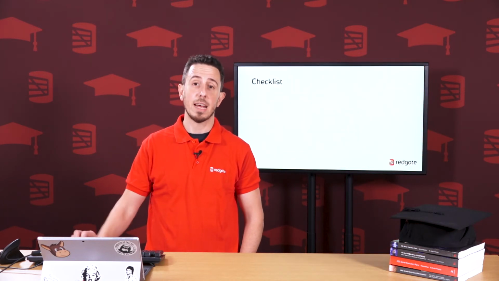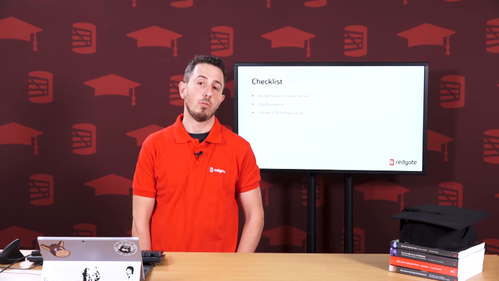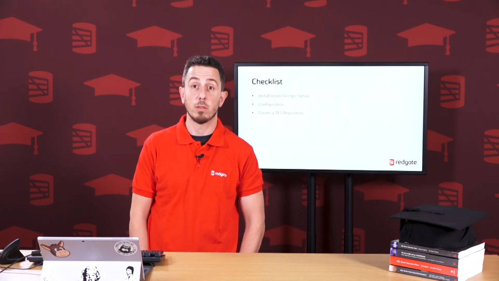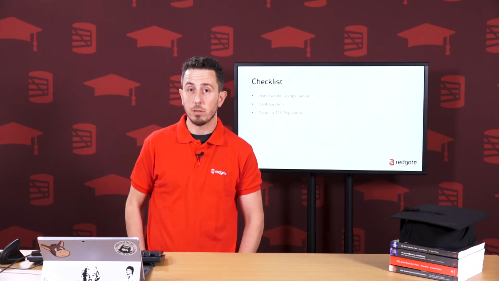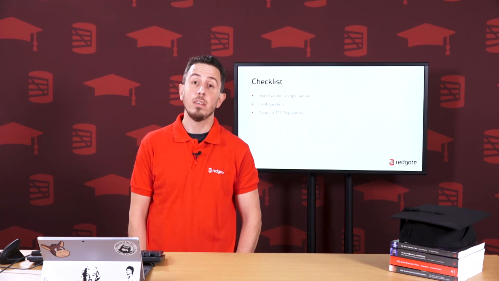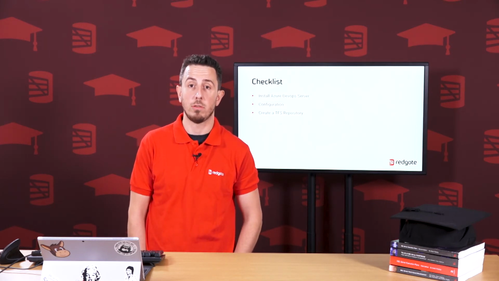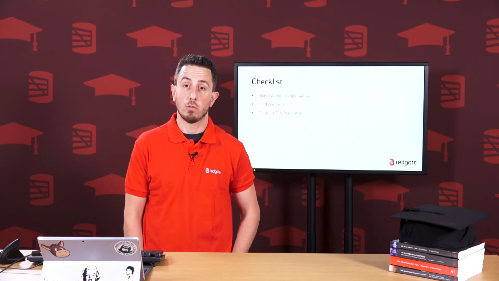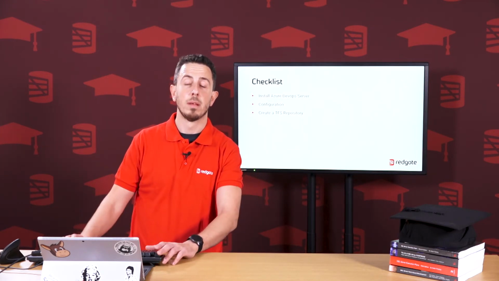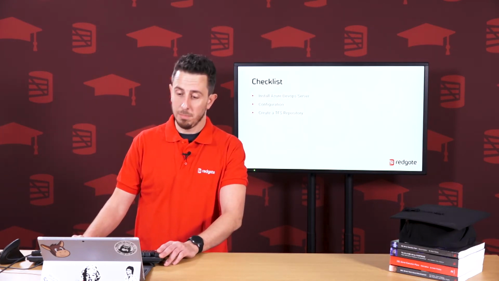Welcome back. In this section, we're going to install the last piece of software that we need, Azure DevOps. The outline for this section is pretty easy again. We're going to install Azure DevOps Server over our virtual machine. We're going to configure it. And last but not least, we're going to create a TFS repository that will work as our source control for our database. Let's get into the virtual machine.